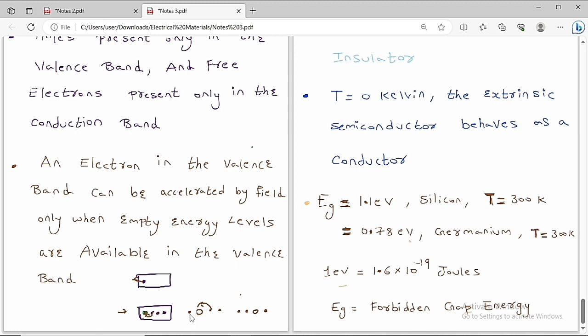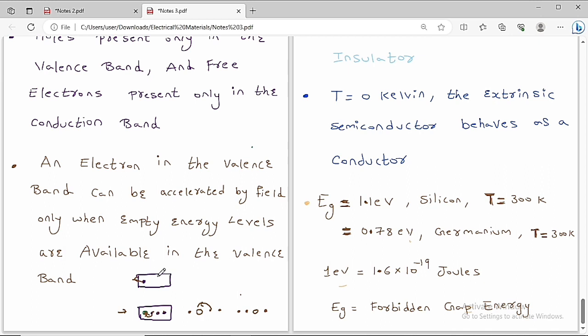Suppose there are no vacancies, no holes, no empty energy levels. Even though you give the electric field, the valence band electrons will never accelerate. So an electron in the valence band can be accelerated by a field only when empty energy levels are available in the valence band. Whenever the vacancy, the hole, the empty energy levels are available in the valence band, then only can you accelerate the valence band electrons. Otherwise, if there are no holes in the valence band, then you cannot accelerate the valence band electrons even though you give the electric field. So this is what I am trying to tell you. This is a very, very important point.